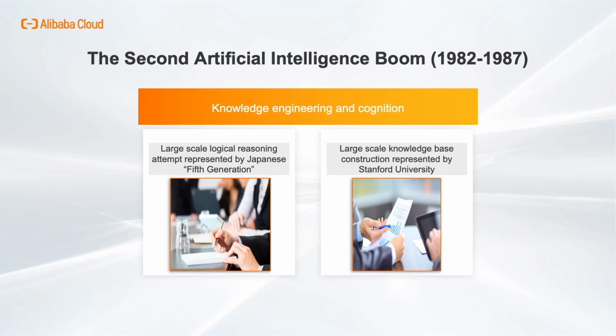1982 to 1987 was the second upsurge of artificial intelligence. In 1981, the Japanese announced the 5th Generation Project, a 10-year plan to build intelligent computers running Prolog. Taking Stanford University as a representative, the large-scale construction of knowledge bases was carried out.